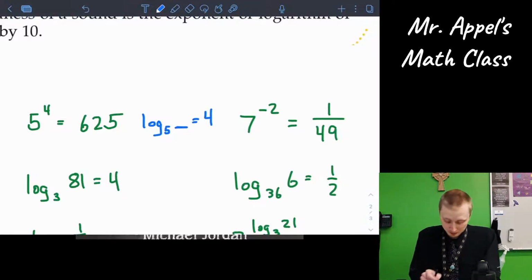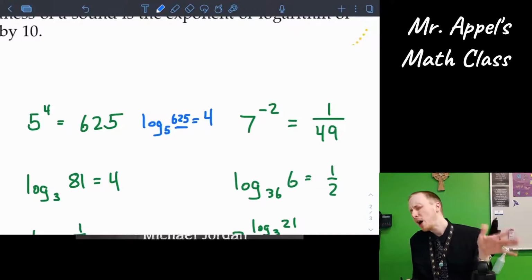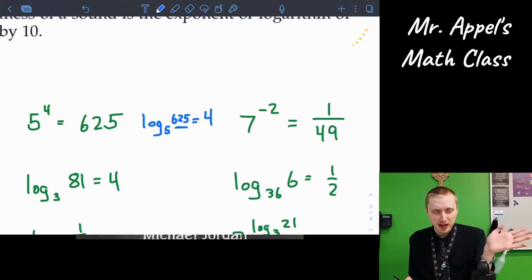This is how I process it in my mind. I remember log equals exponent. So the 4 has to go there. I used the 5, I used the 4. The only number left, it must be 625 in there.